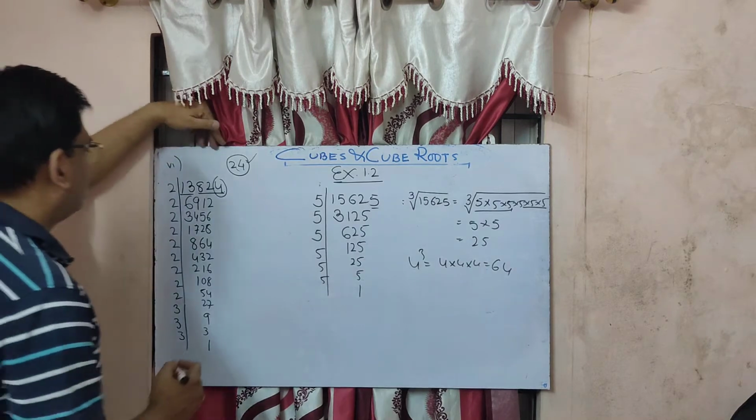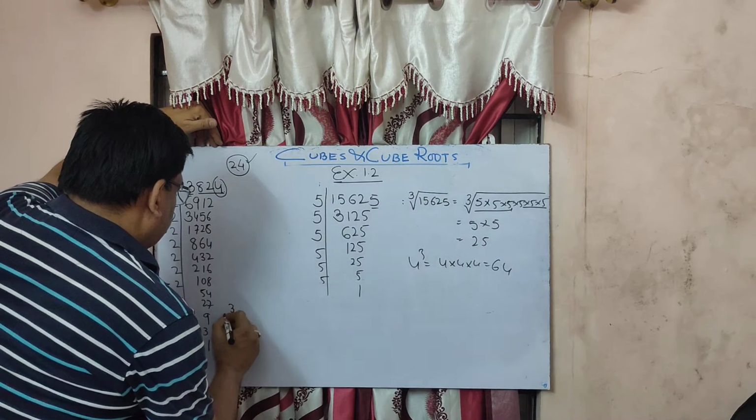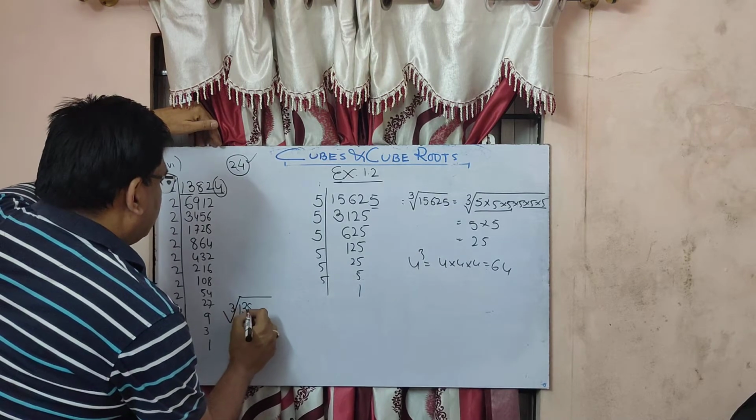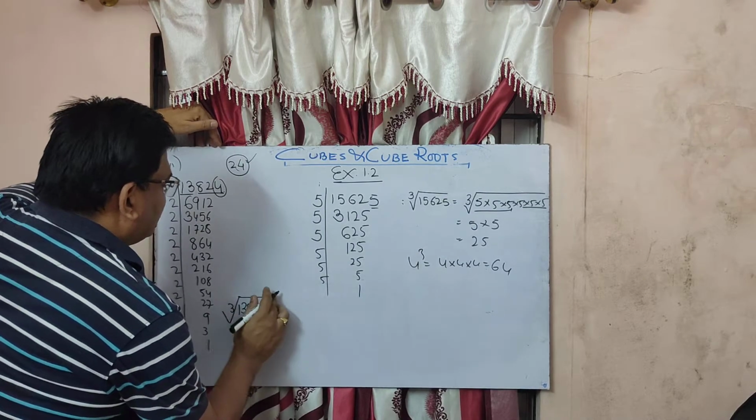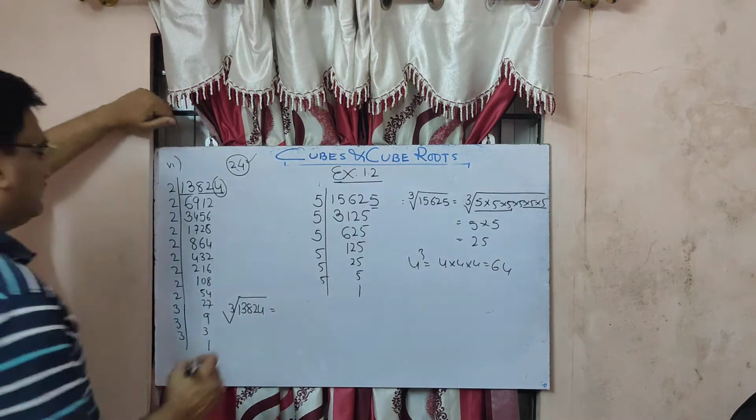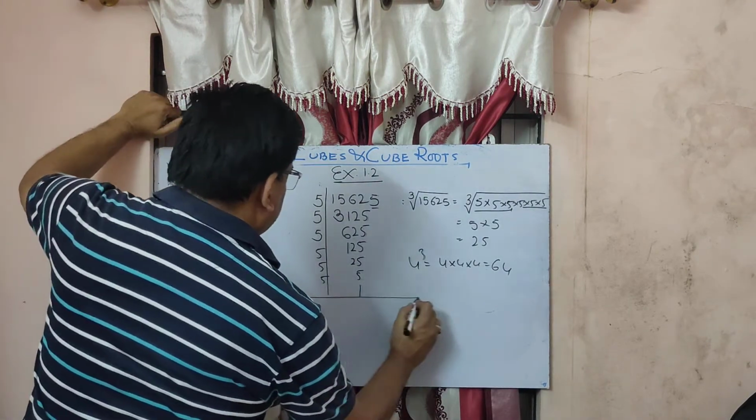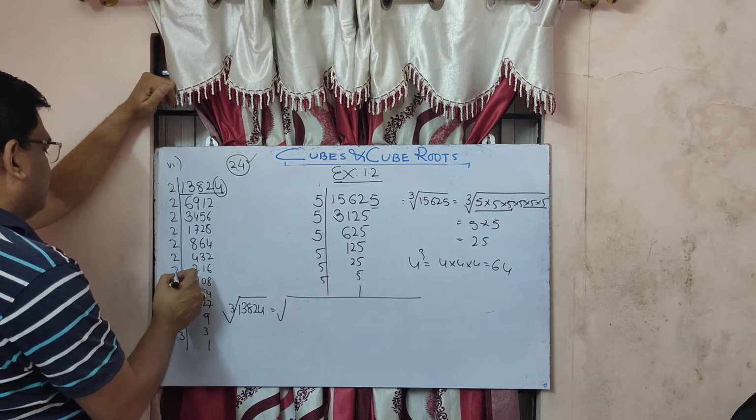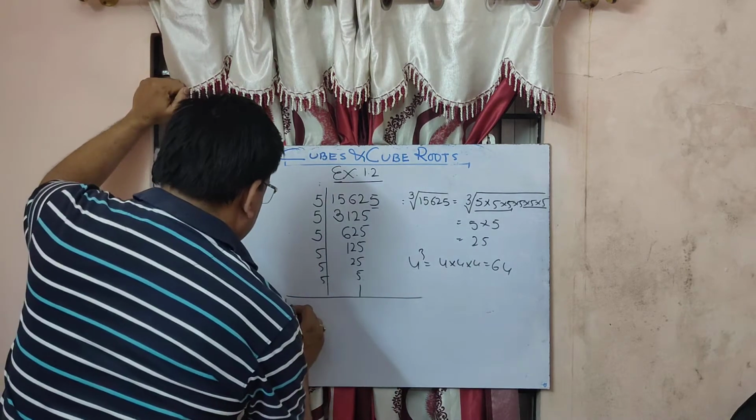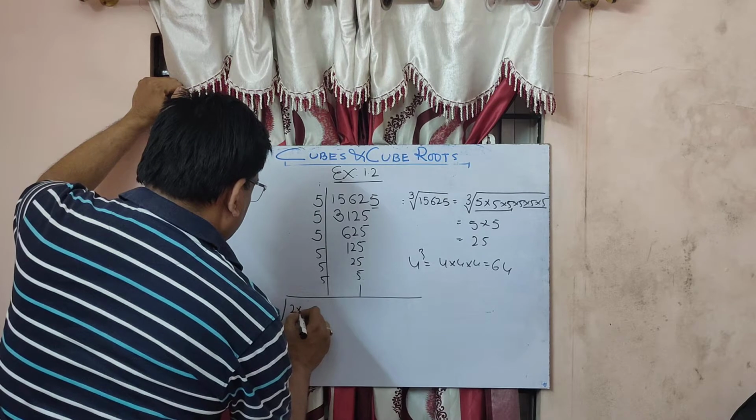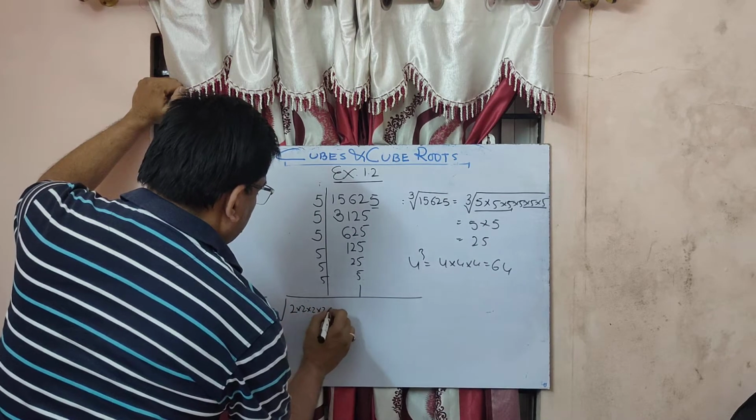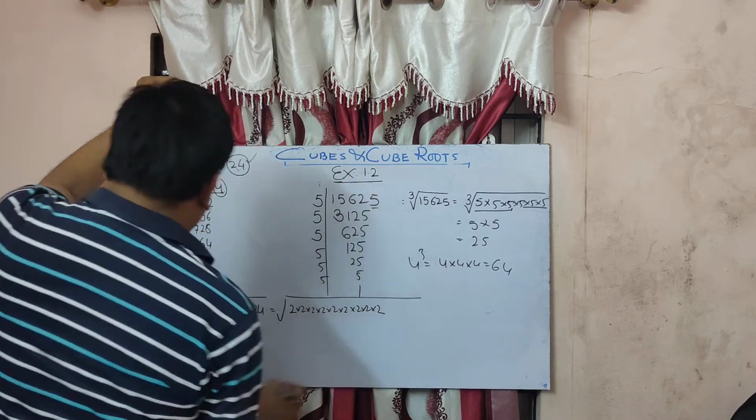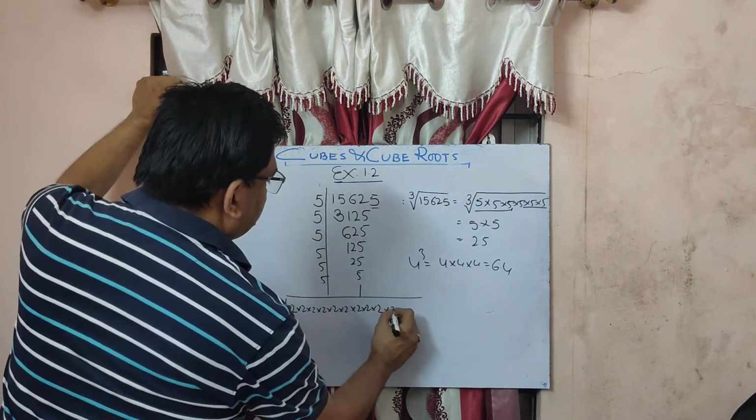Now, the cube root of 13824. Now this is through the prime factorization method. So now how to do it? 1 2 3 4 5 6 7 8 9, that is 2 into 2 into 2 nine times, and 3 three times.